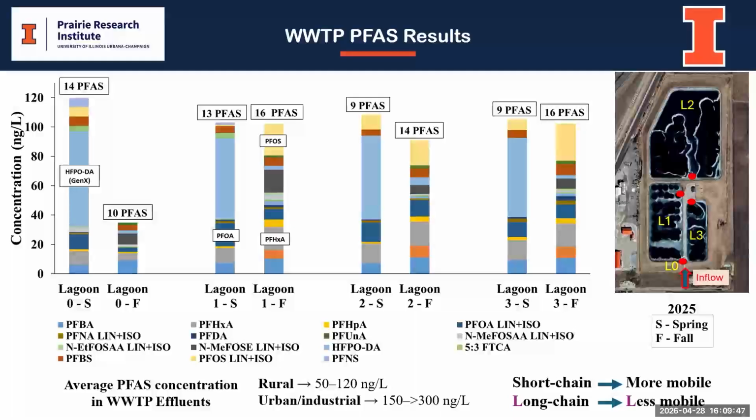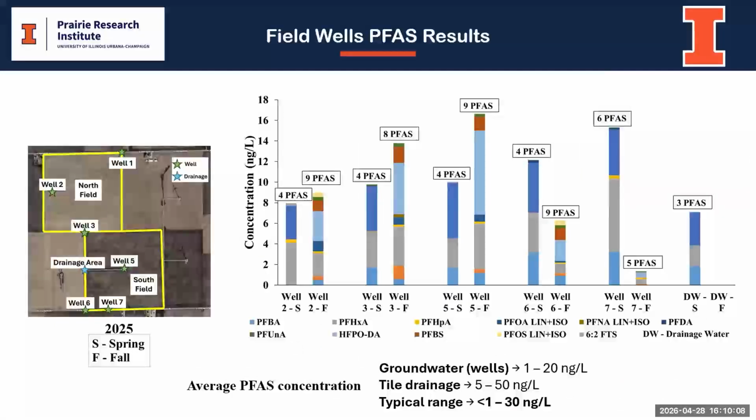Another thing we can mention is that these concentrations are in the average of the wastewater treatment plant effluents that other studies have analyzed before. The main PFAS that we saw here were GenX, PFOA, PFOS, and PFHxA.